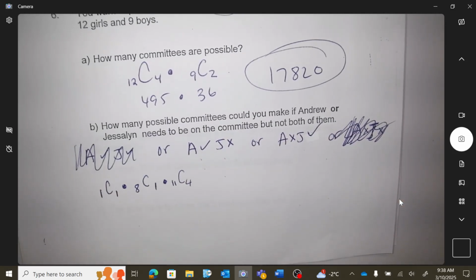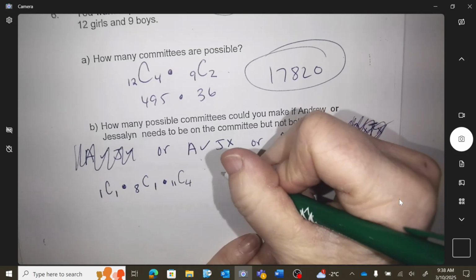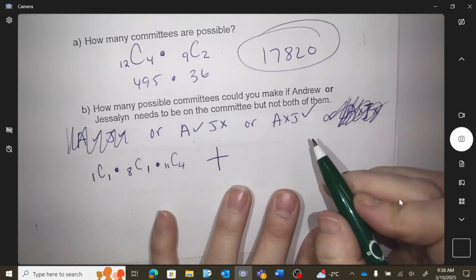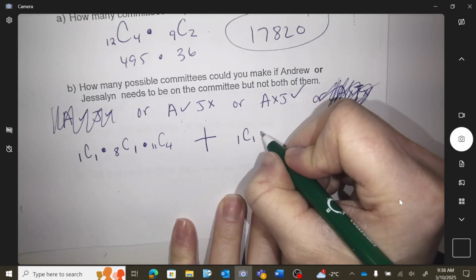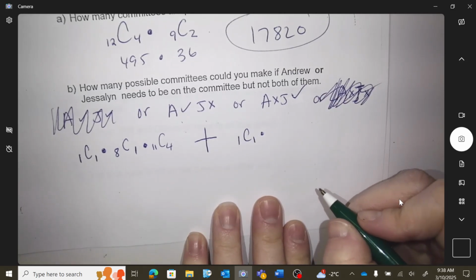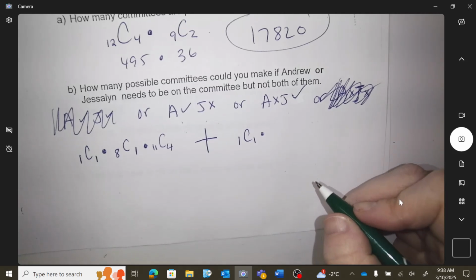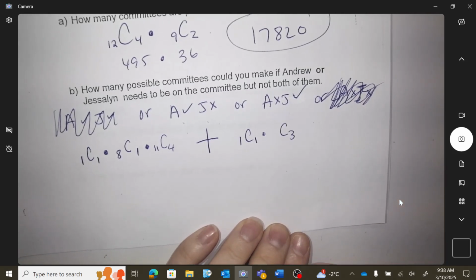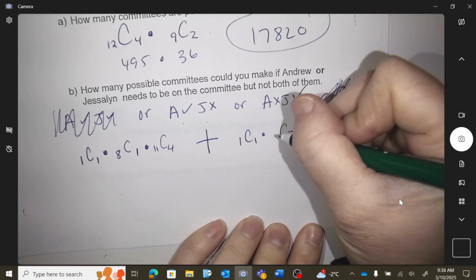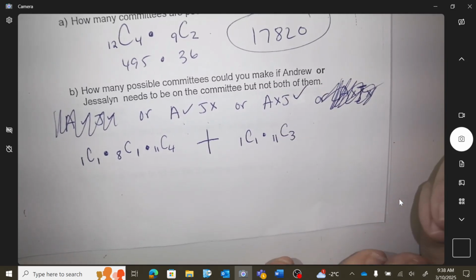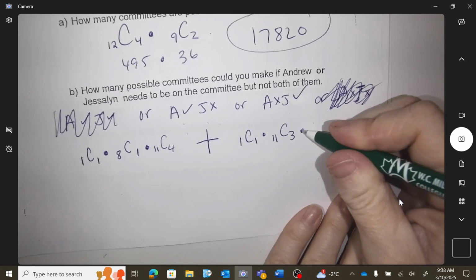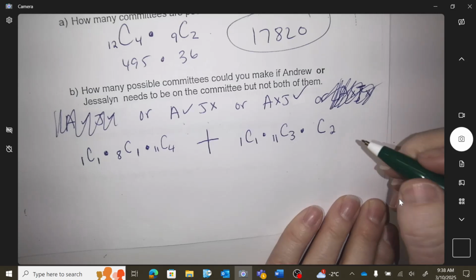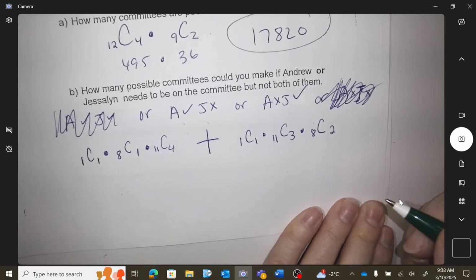Okay, or we could have just done a different scenario. So what should I do? Math, add this other scenario. So the other scenario was Jesslyn being on. So Jesslyn, choose Jesslyn. Okay, that's 1 girl. So I still need to choose 3 girls now out of just 11 instead of 12. And I need 2 boys on there, picking from 8.